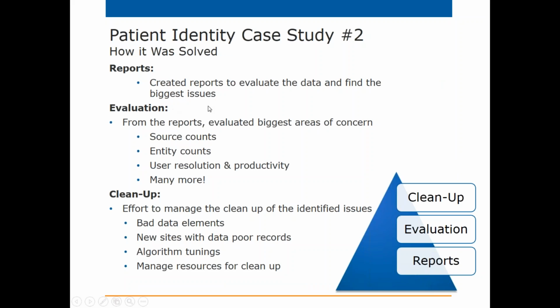Reports, again, we created the reports to find the biggest issues, how names were spelled, were their addresses at the same location, those types of things. Source counts from these reports, entity counts, user resolution and productivity by person, and then lots of other things that we wanted to look at. How many Smiths do we have in the system? How many male and female? Those types of things were great things that the connected community wanted to see from its data that they were receiving from all their participants.